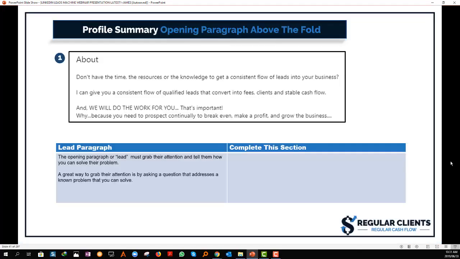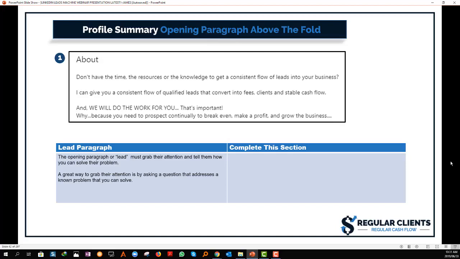So let's have a look at the first piece. The first piece is the profile summary. Now, that's really your opening paragraph. Now, what happens is when you get into somebody's profile, the very, very first thing that you see is only a small piece of information. And then you're going to have to click on a little read more button in order to actually go ahead and see the rest of the profile.